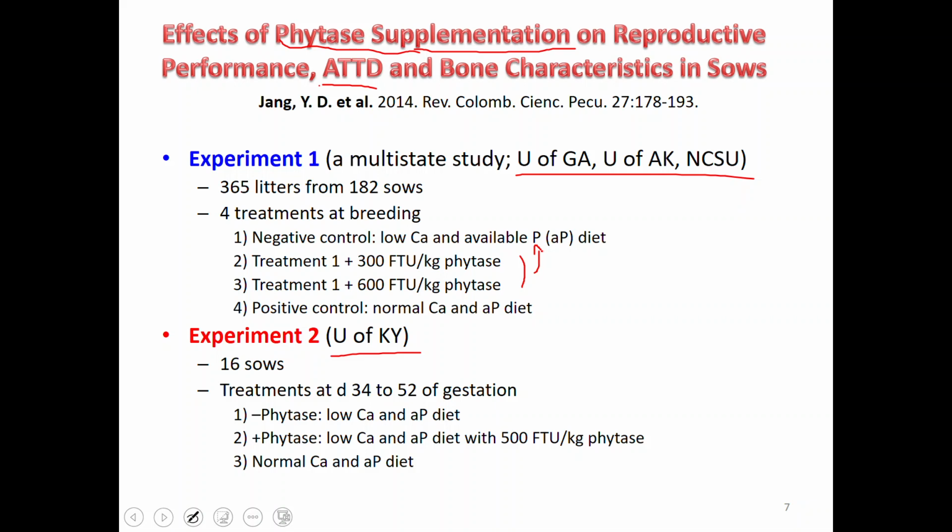And then in the second study, we used 16 sows and we supplemented phytase to the gestation and lactation diet from day 32 to 52 of gestation. As the negative control diet, we used low calcium and phosphorus diet, and we had a positive control diet, normal calcium and available phosphorus diet, and we added 500 FTU of phytase to the low calcium and available phosphorus diet.